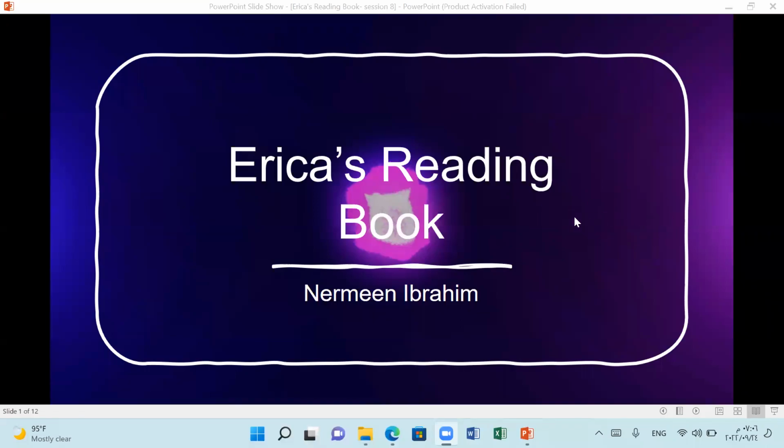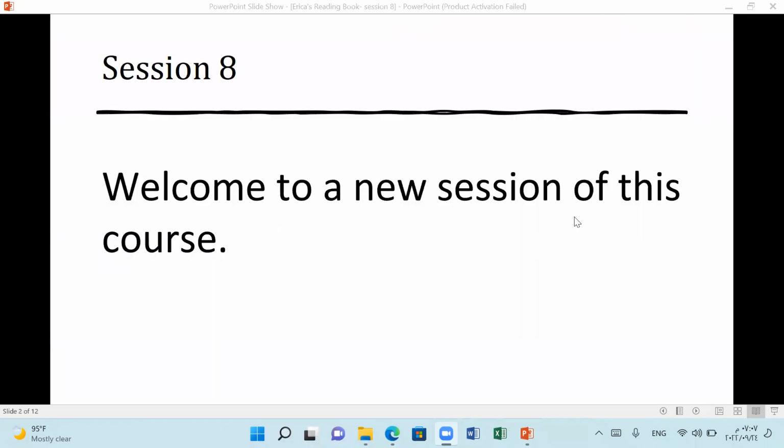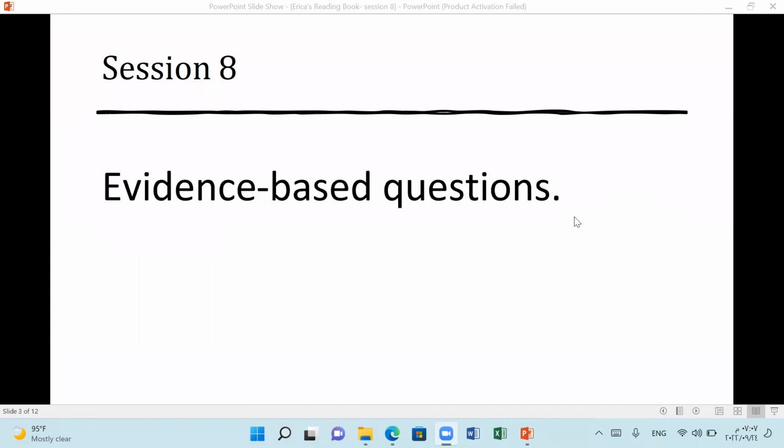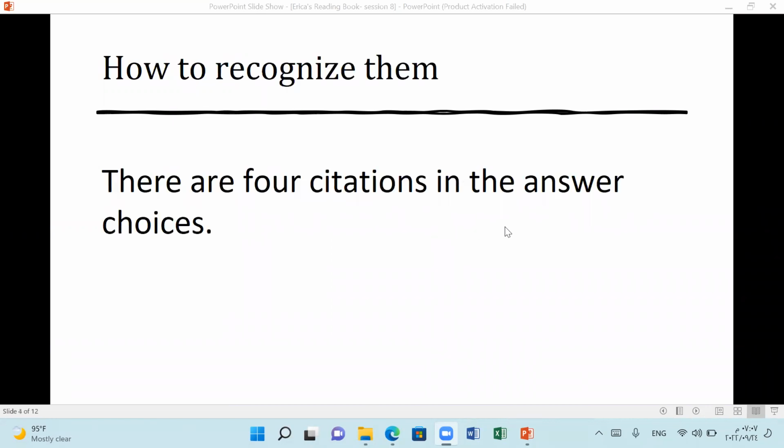Today, we're gonna work on the evidence-based questions on the reading section. At the beginning, we need to know how we can get to know this is an evidence-based question. So these, as we said, the evidence-based questions are to be handled today. There are 4 citations in the answer choices.